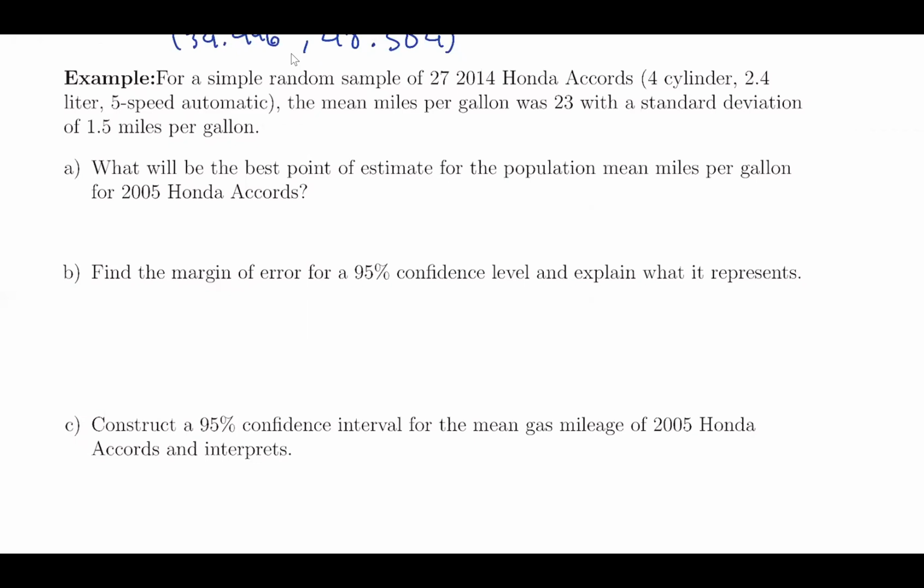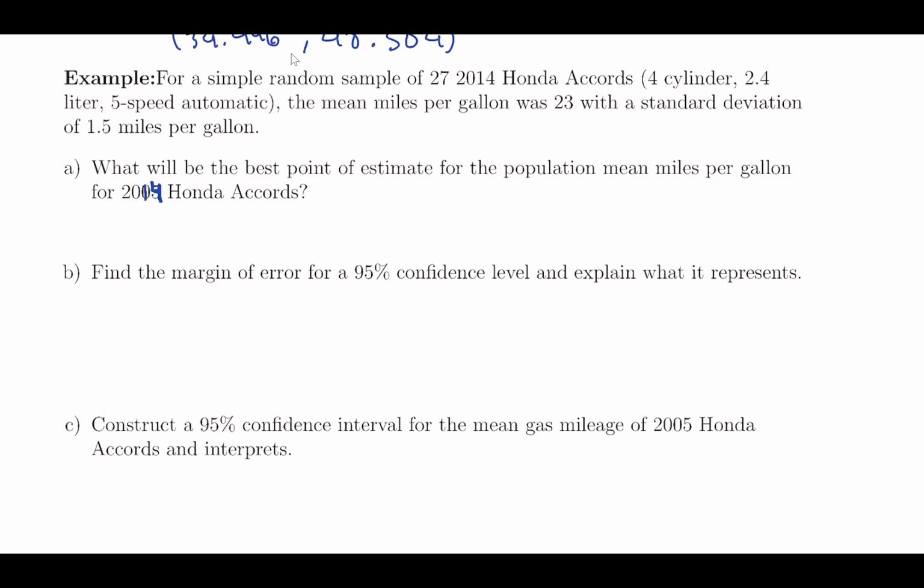So let's do this next problem. It says, for a simple random sample of 24 2014 Honda Accords, 4-cylinder 2.4 liter 5-speed automatic, the mean miles per gallon was 23 with a standard deviation of 1.5 miles per gallon. For part A, it says, what would be the best point estimate for the population mean miles per gallon for 2000? That's a typo. It should say 2014.